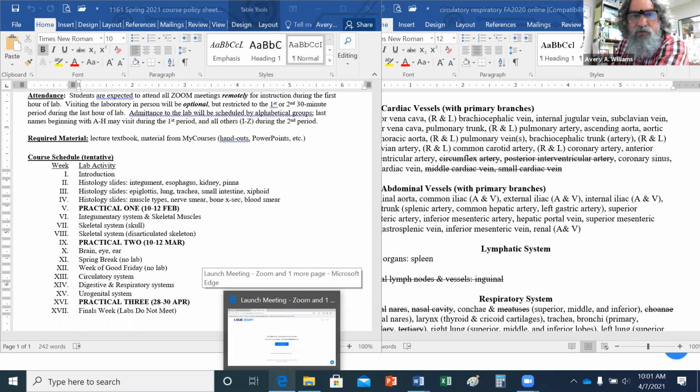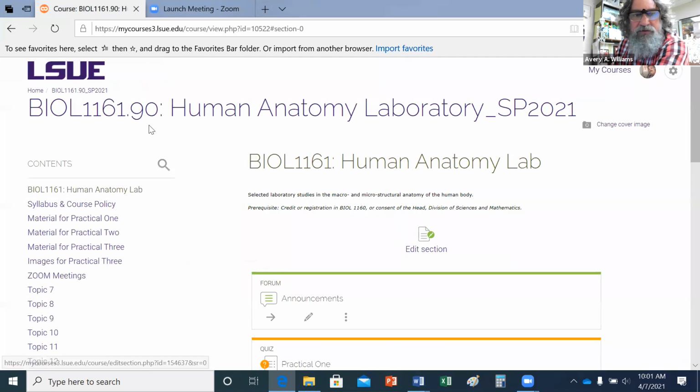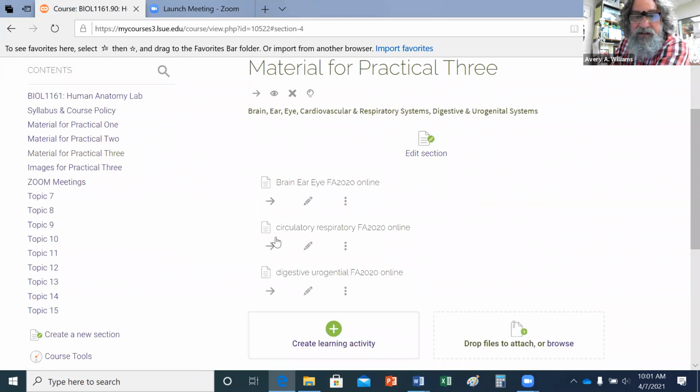Let me go to my courses. Okay, here's your my courses page. See that? And remember, look, material for practical 3, images for practical 3. You click on material, that's where all your handouts are, your checklist. And then today, there's one that says circulatory, respiratory. You click on that, and then there's 3. These are the 3 for all the information for your final.